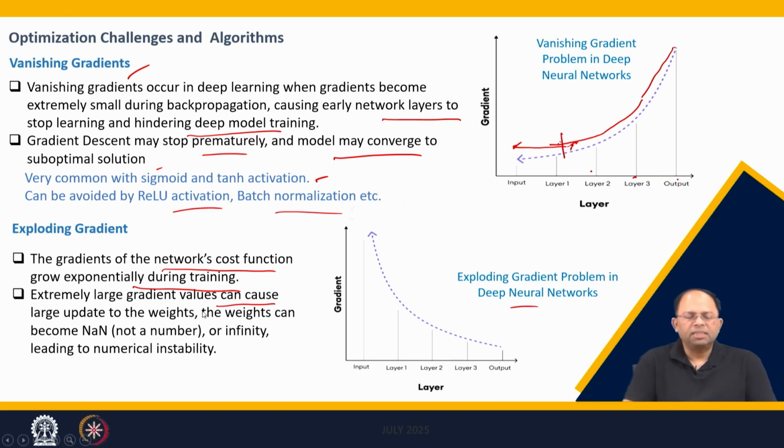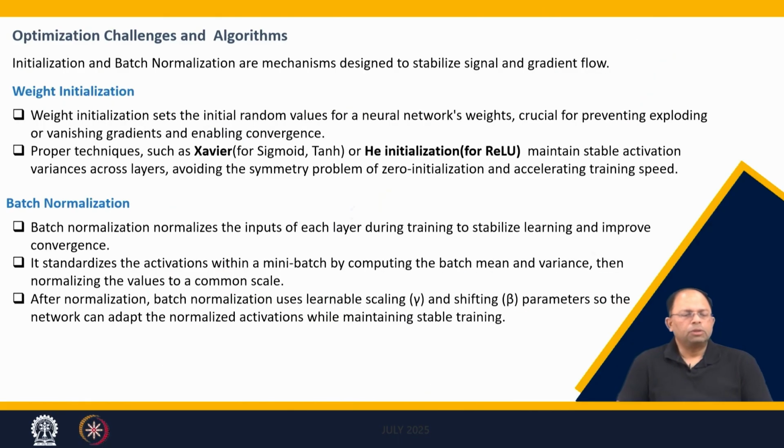So extremely large gradient values can cause large updates to the weights, and the weights can become NaN or infinity, leading to numerical instability, right? So it can become very small or very high. So we need to take some steps so that this doesn't repeat. Two of the approaches that we can adopt are weight initialization and batch normalization, which stabilize the signal and the gradient flow to a certain extent.